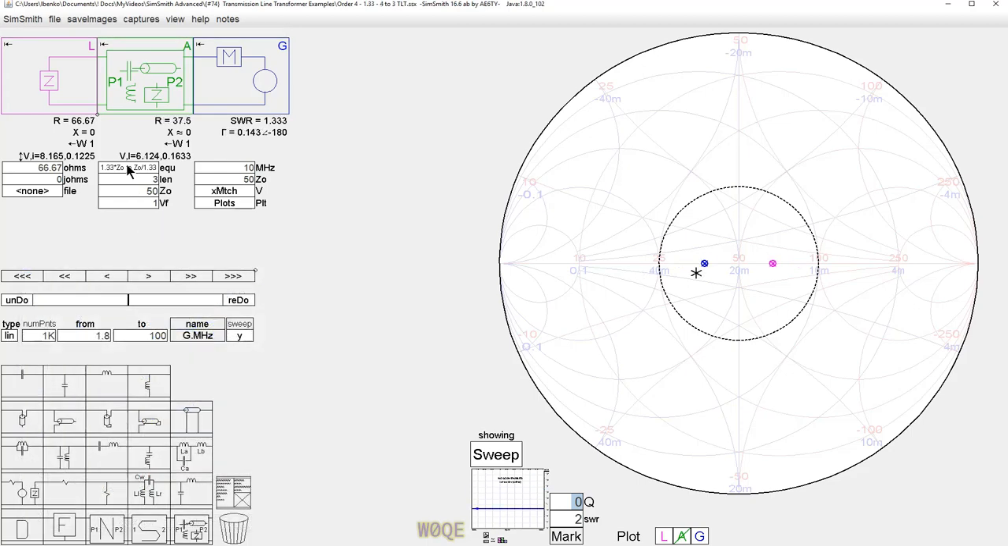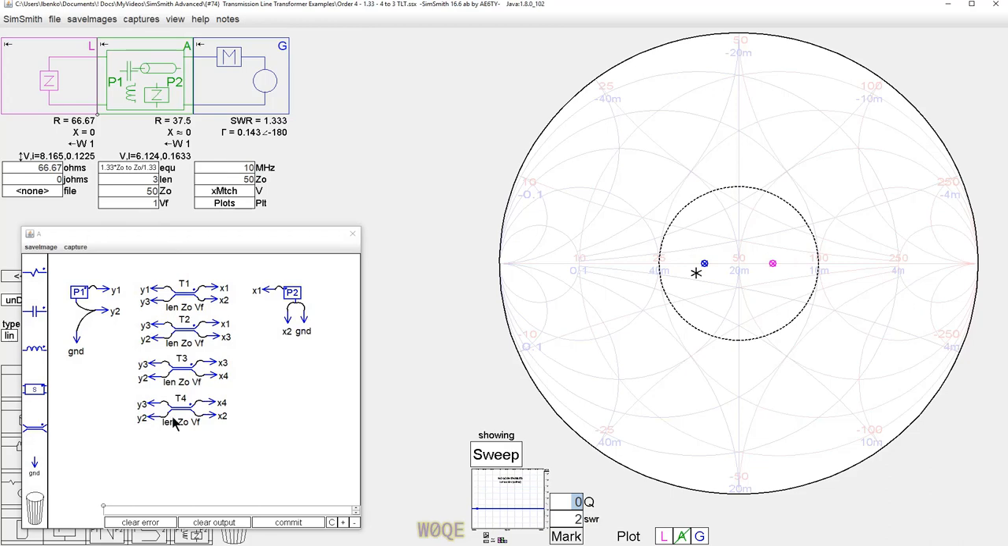And for the fourth one, there's one more way we can combine these. And that is the top transmission line connects across the full, sees the full voltage.